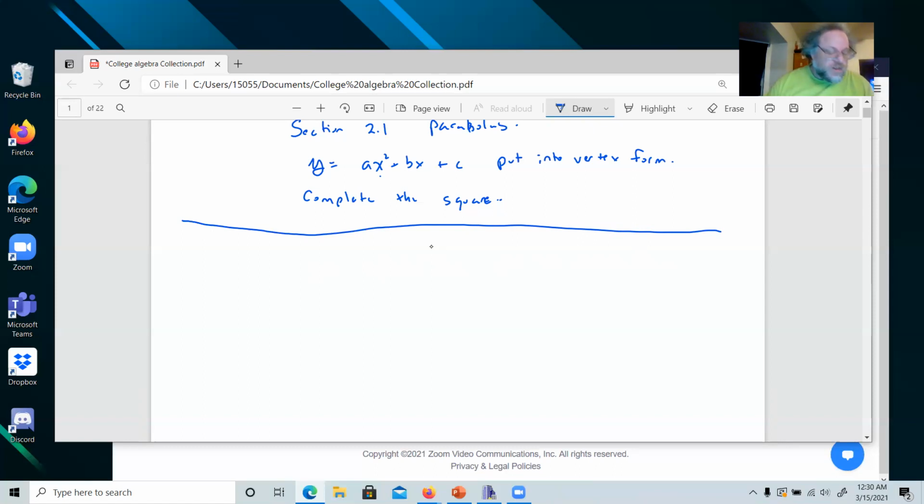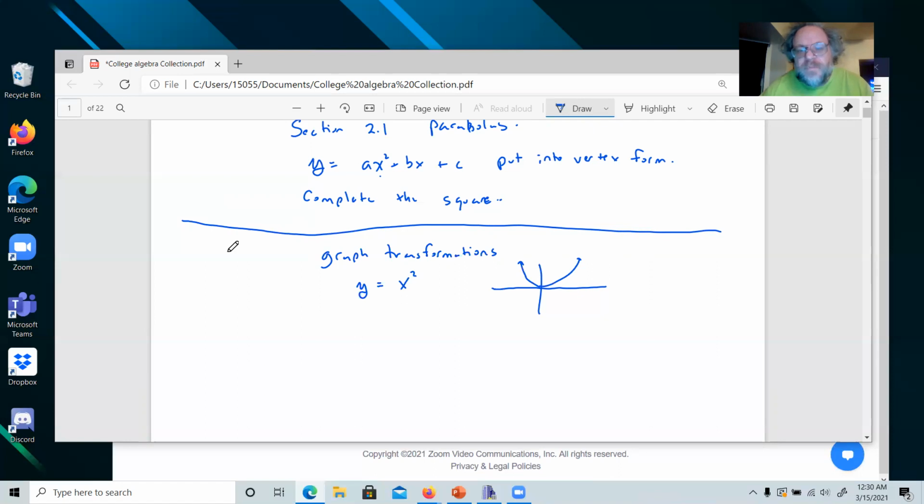Okay, so I'm going to start off by trying to relate this to something you already know how to do, at least in theory. We talked about graph transformations in the last chapter, and that was the idea that you can graph y equals x squared. That's the parent function. You know what that looks like, something like this.